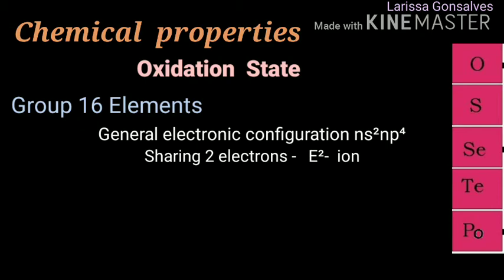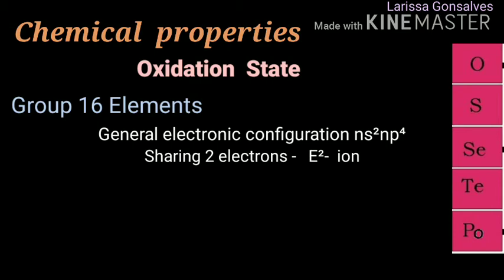By sharing 2 electrons, they form a covalent bond. Hence, they can share or gain 2 electrons. And this is the reason that elements of group 16 exhibit oxidation state of -2 and +2.